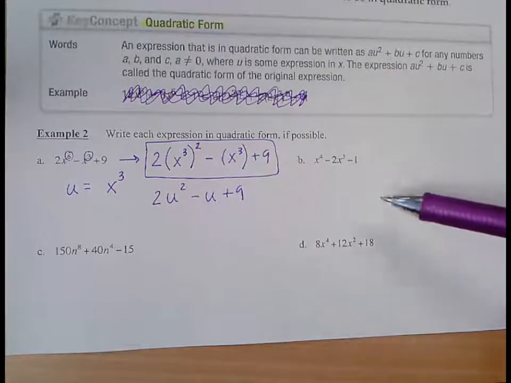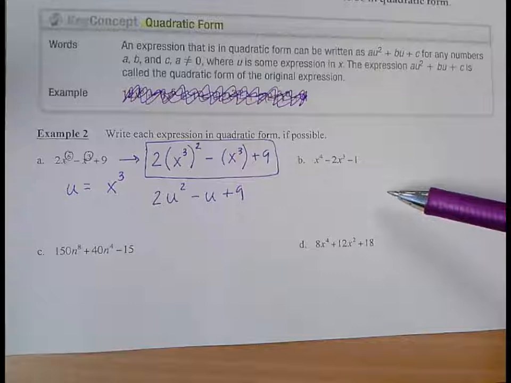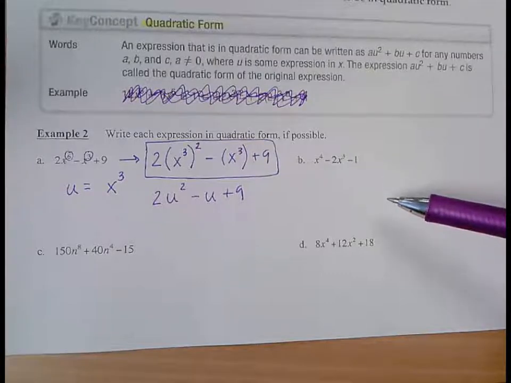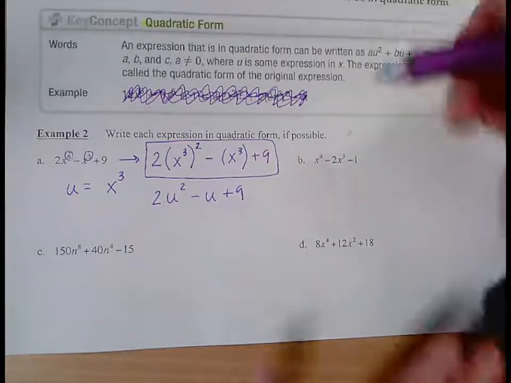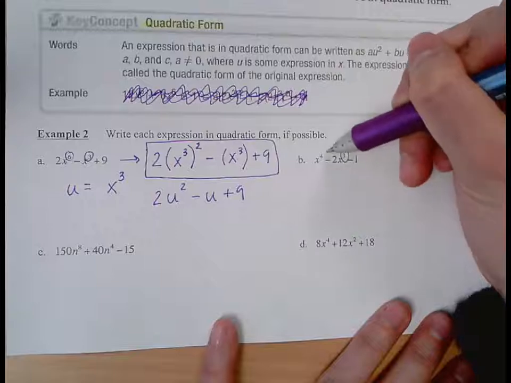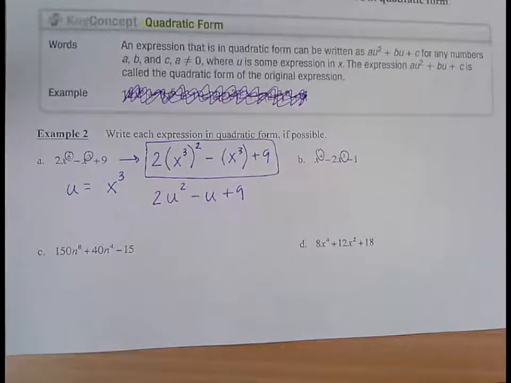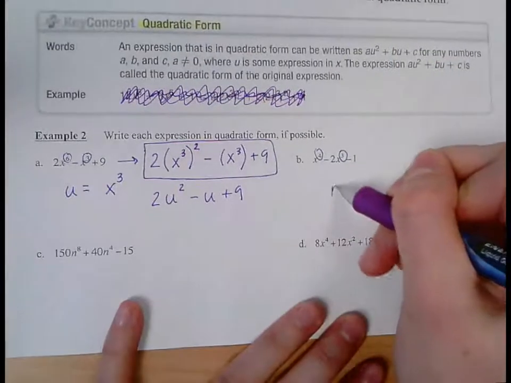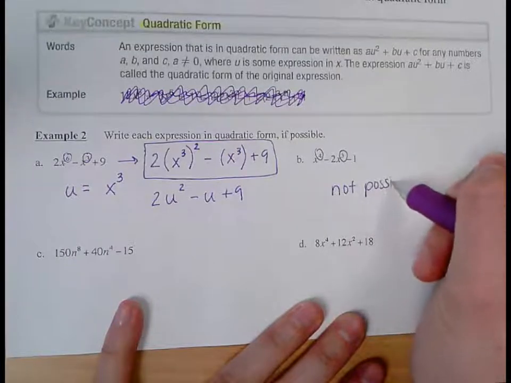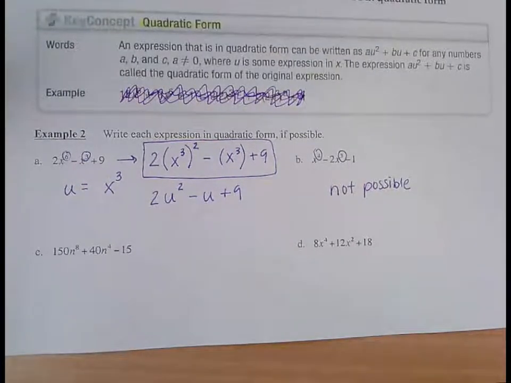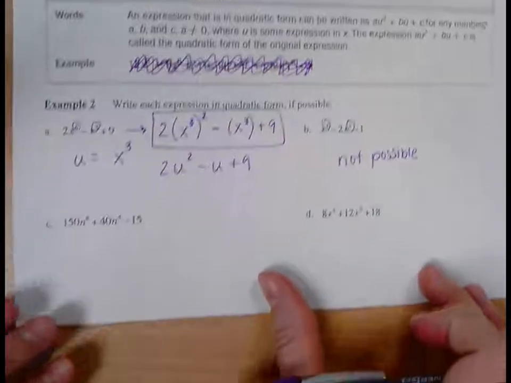If we look at B, can this one be written in quadratic form? Thoughts? I see some no's. Why not? Yep. 3 is not half of 4. The exponents don't work out. So in that case, you would just write not possible. So it's not always possible. It has to be in a specific form to begin with to be able to write it in quadratic form.